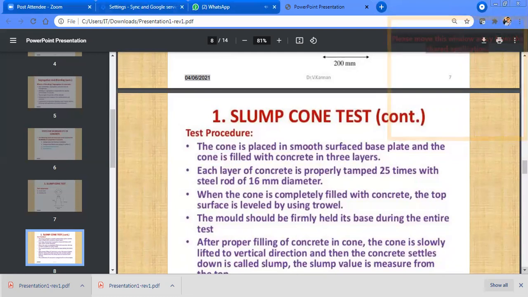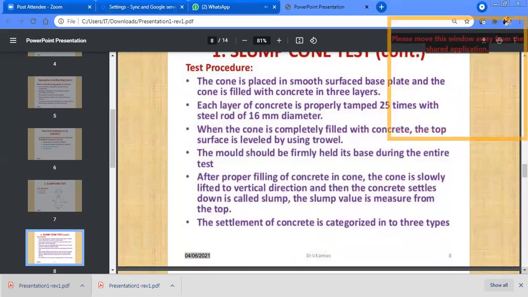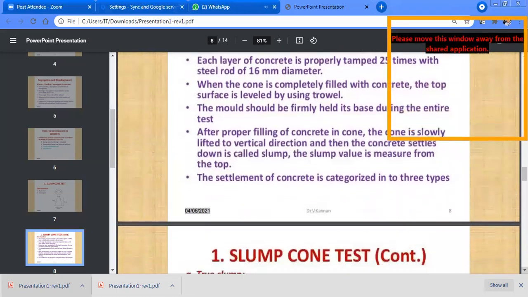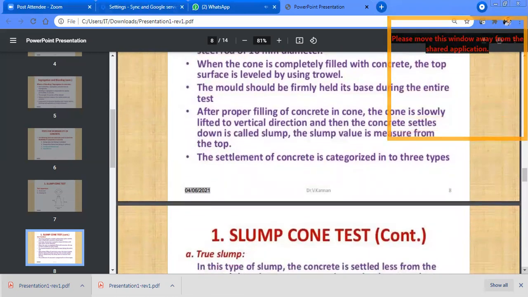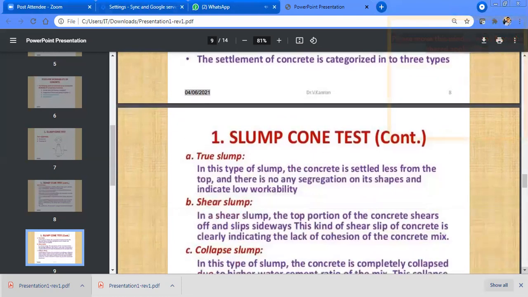When the cone is completely filled with concrete, the top surface is leveled using a trowel. The mold should be firmly held at its base during the entire test. After proper filling, the cone is slowly lifted in the vertical direction, and the concrete settles down, giving the slump. The slump value is measured from the top. The settlement of concrete is categorized into three types: true slump, shear slump, and collapse slump.